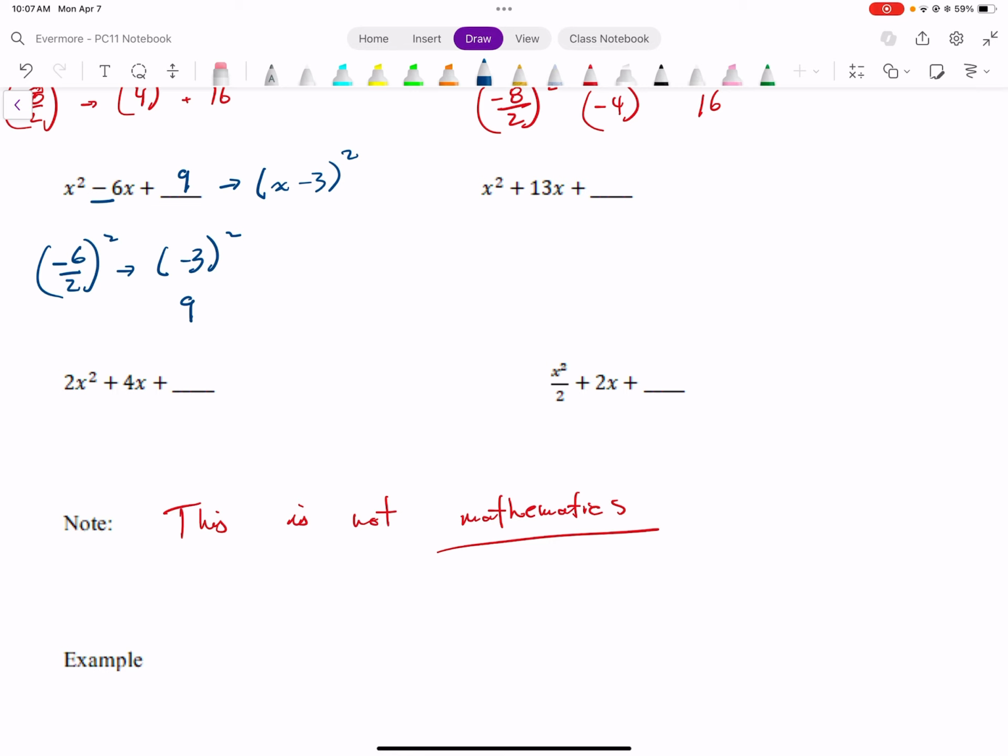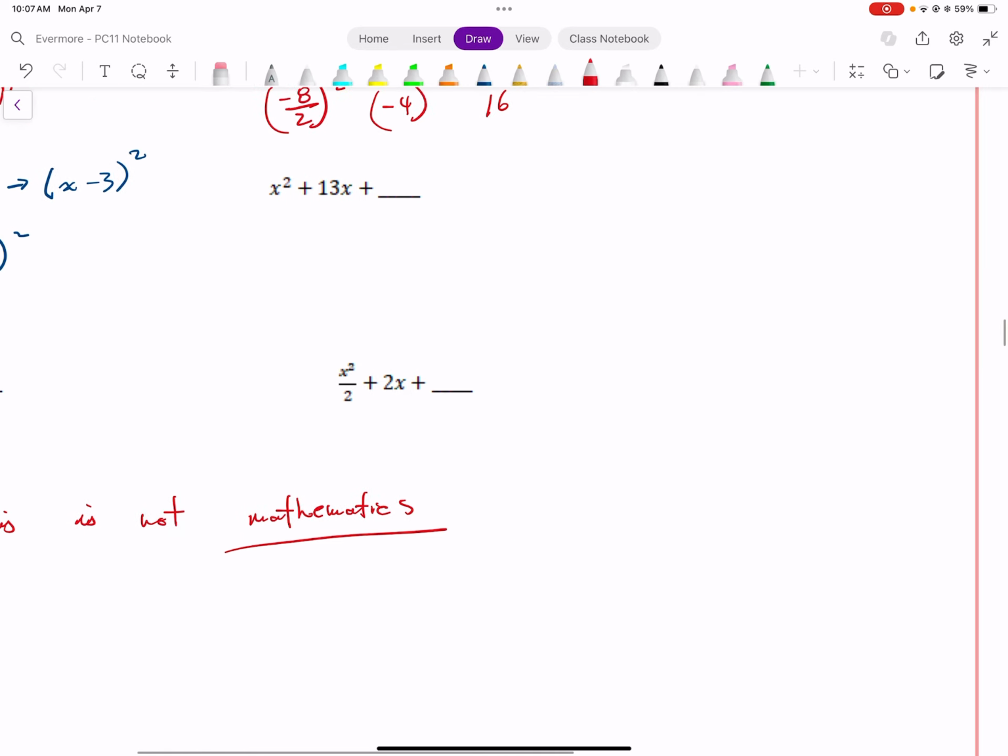Moving on to the next example right here, x squared plus 13x. Well, this is not all that intuitive anymore. This is a fraction. I don't change my process. Take that middle number, divide that number by 2, and square it. So I need to square 13 over 2.